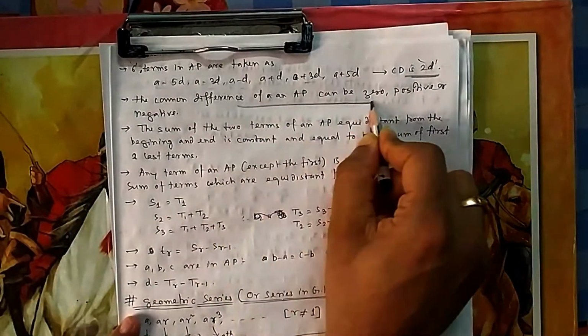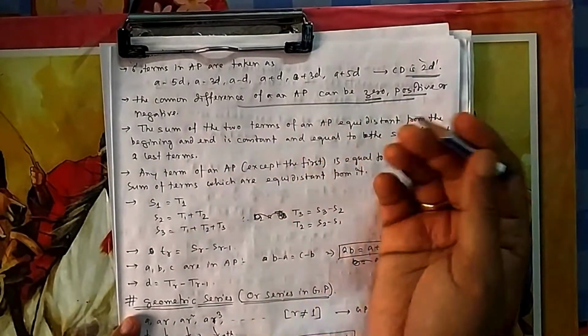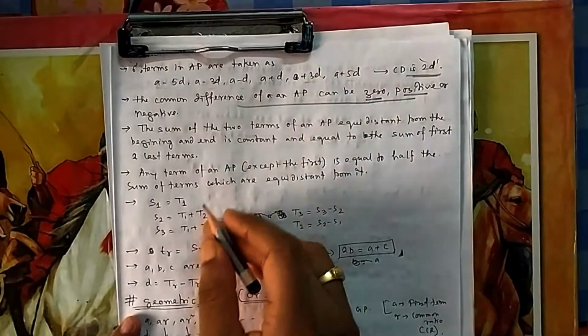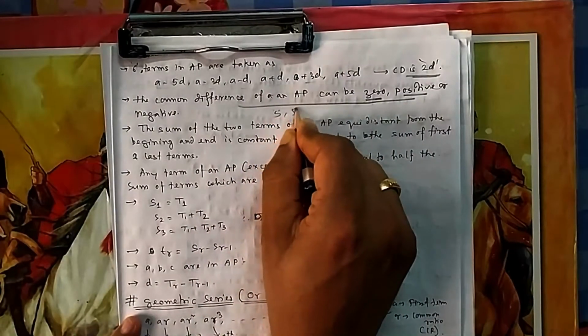Now the common difference of an AP can be 0, positive or negative. It can be 0 also, it can be positive, it can be negative. If the common difference D is 0, then the same thing will be repeating: 5, 5, 5, 5, 5.